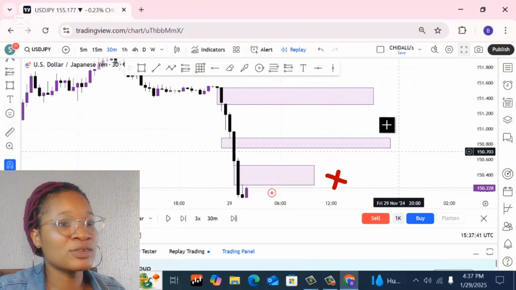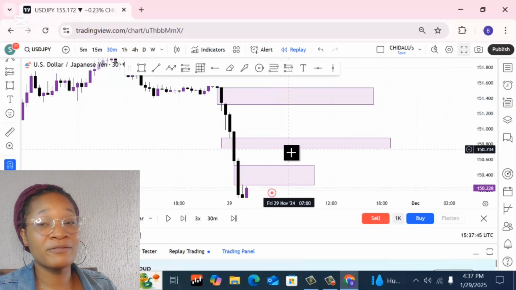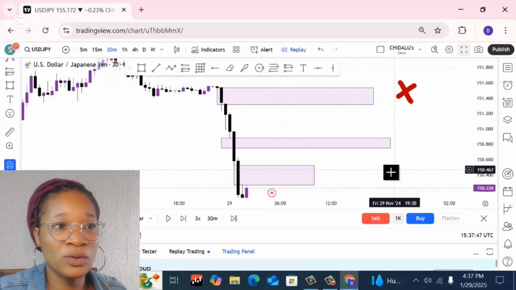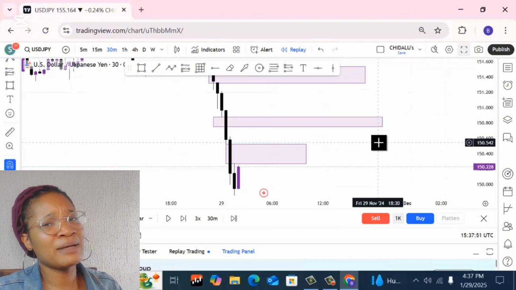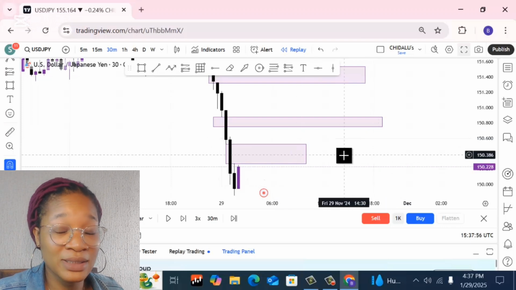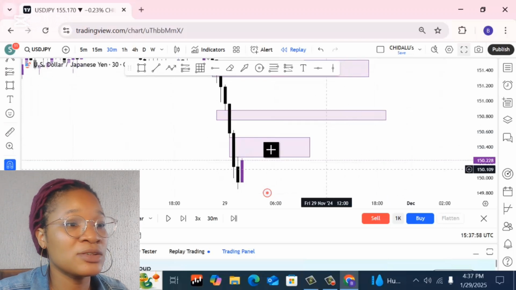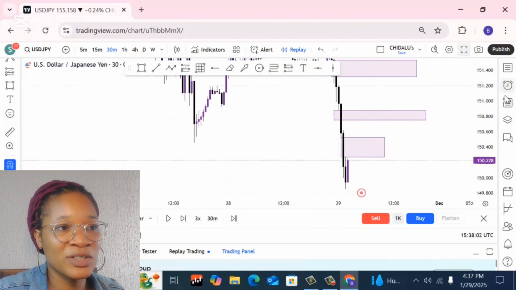But out of these 3 fair value gaps, I would be paying attention to these 2, and I have told you why I wouldn't be focusing on this. I would rather go for this. Okay, so let me just say why. You can still put your comments in the comment section anyway. But let me just tell you why I wouldn't even bother taking a trade from this one.